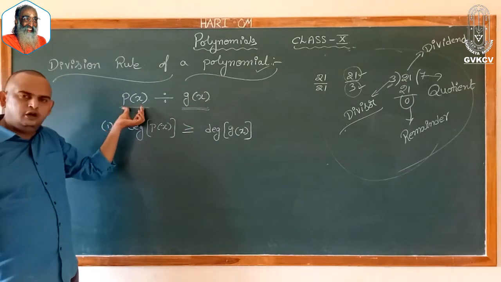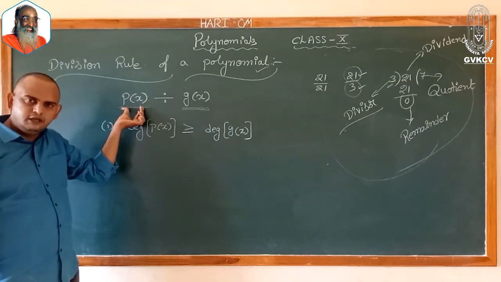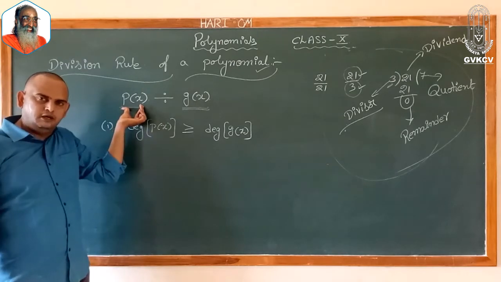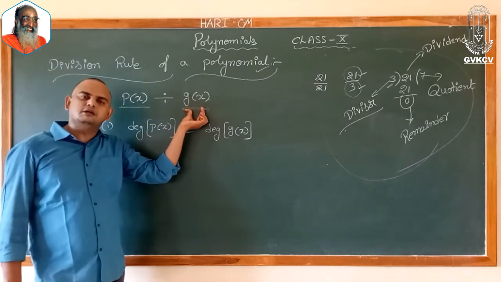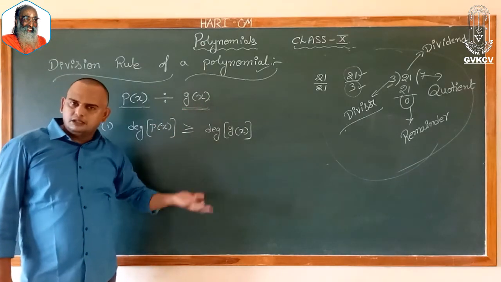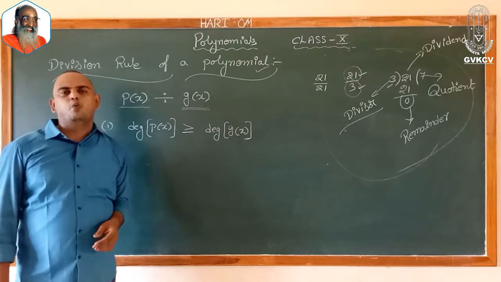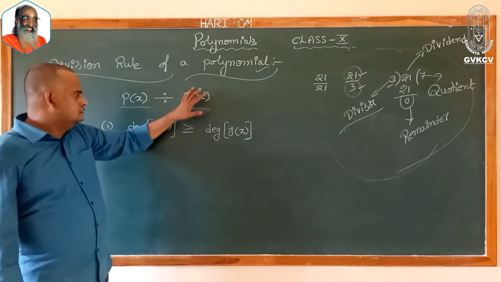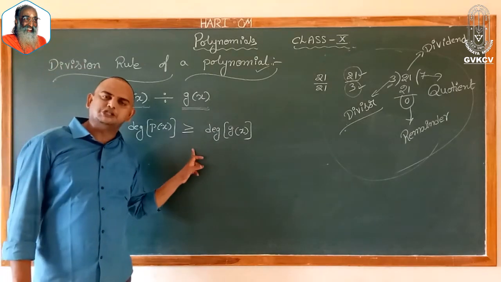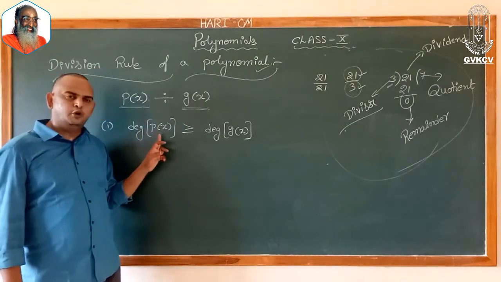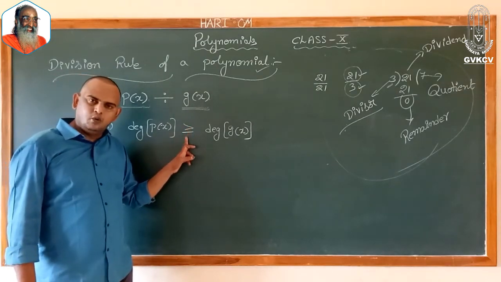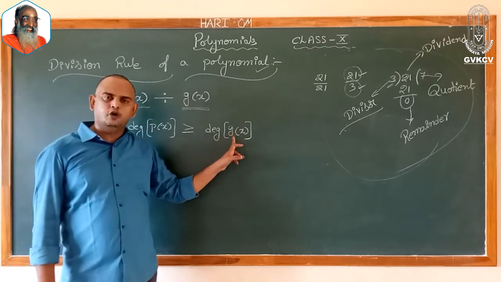So here the polynomial's degree is 4. When it is a 4th degree polynomial, the G of X degree must be less than or equal to 4. It may be 4 or 3 or 2 or 1. We have to verify this condition. So the degree of the polynomial P of X must be greater than or equal to the degree of the polynomial G of X.